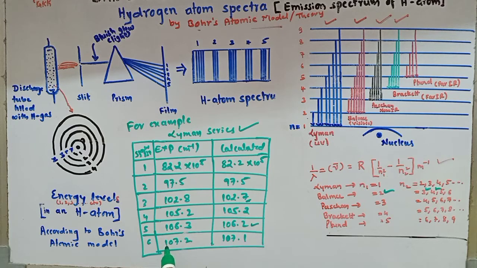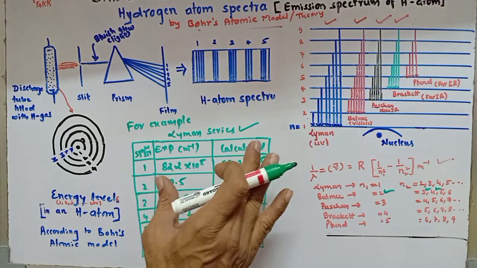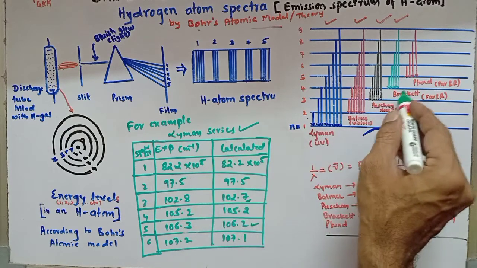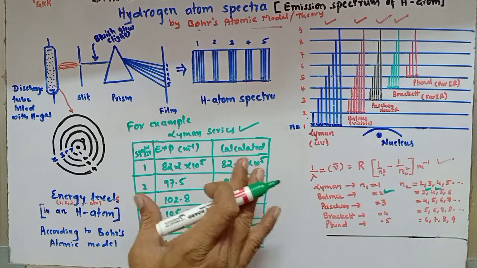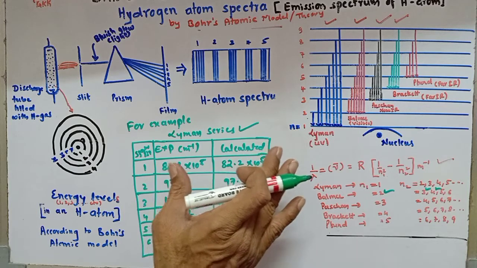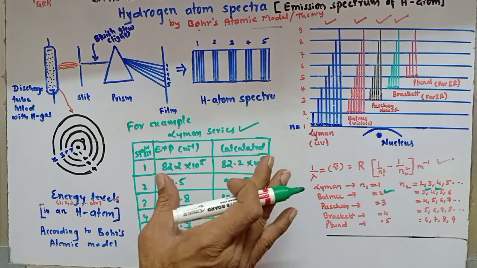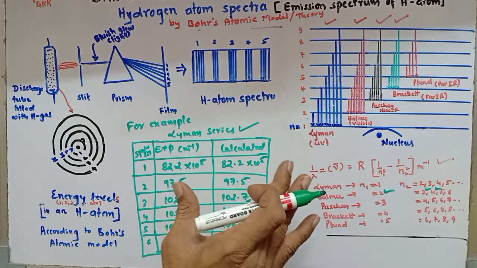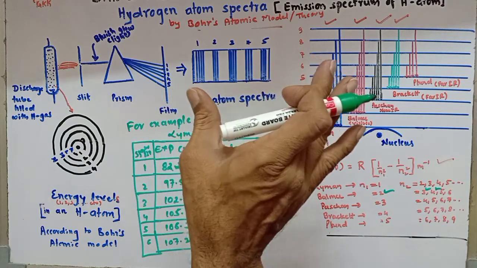That means 107.2 is the experimentally observed value, and 107.1 is the calculated value. Thus, he has calculated the frequency of each spectral line in the case of the Balmer series and Paschen series also, where the experimental values as well as the calculated values are in great agreement with each other. That means this has supported the Bohr atomic theory very strongly.